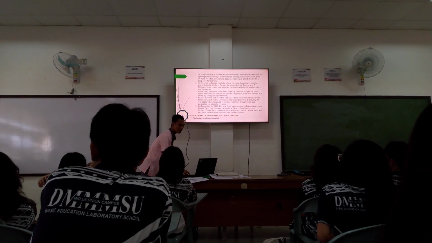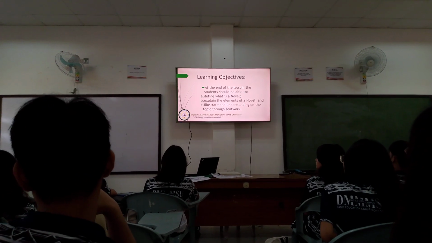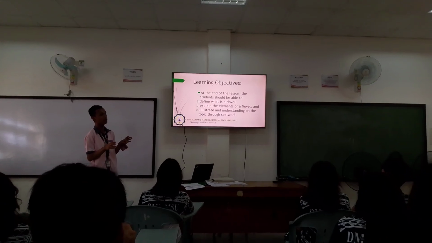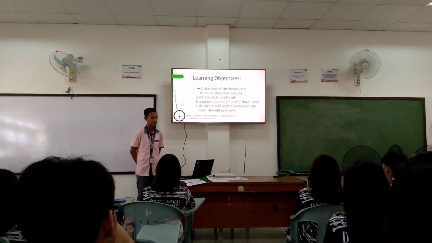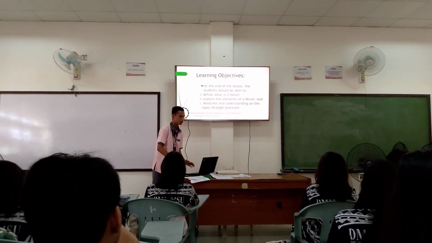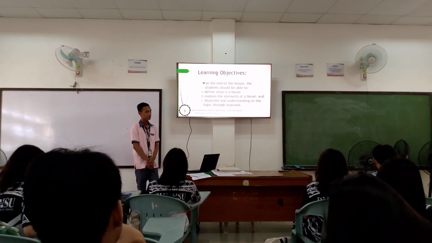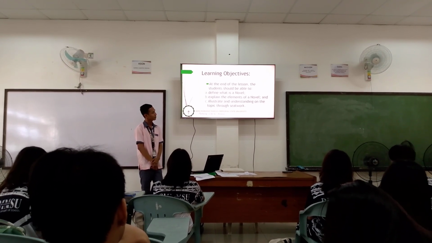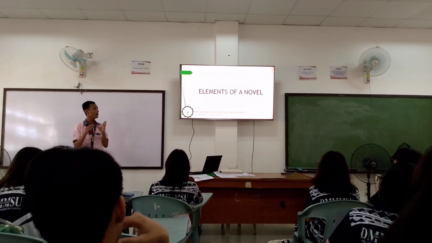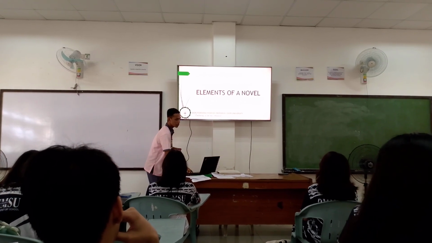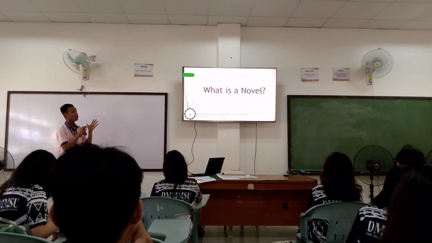So before we start our discussion, let us first read the learning objectives. Who wants to lead the learning objectives? At the end of the lesson, you should be able to: A. Define what a novel is. B. Explain the elements of a novel. And C. Illustrate an understanding of the topic you receive. So our topic for today is all about the elements of the novel. But before that, I have a question for you. What do you think is a novel? Do you have any idea what a novel is?